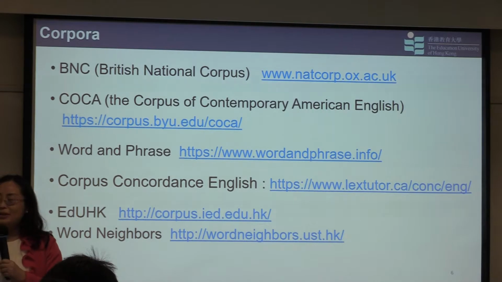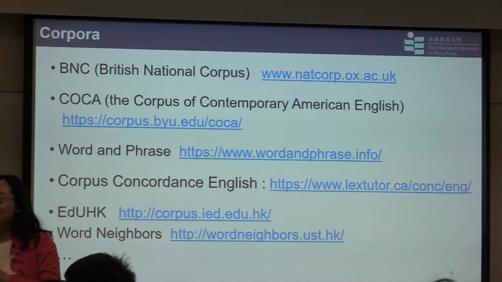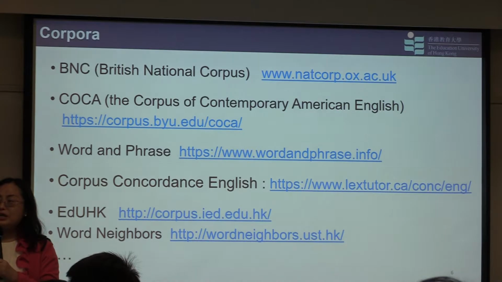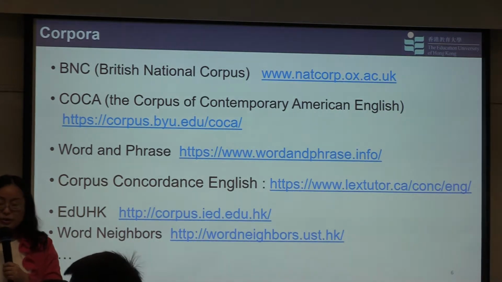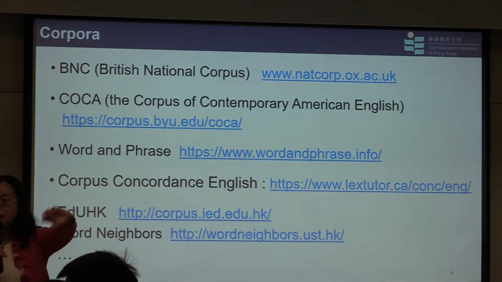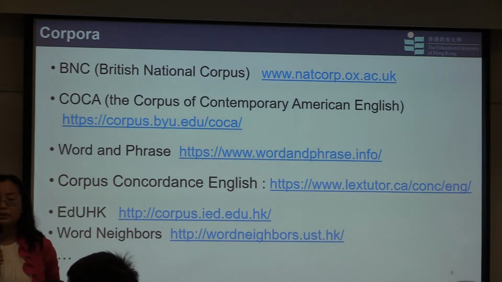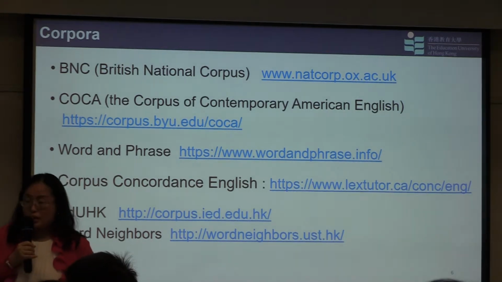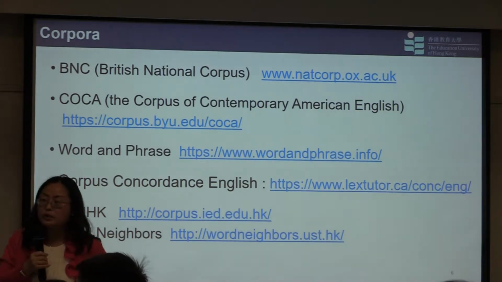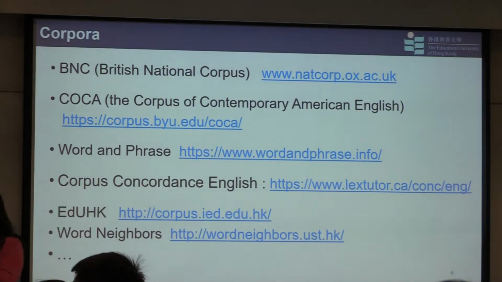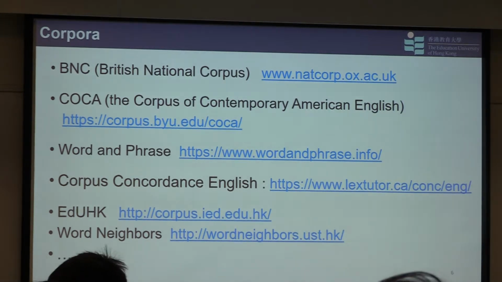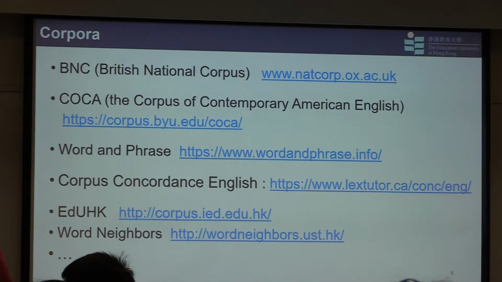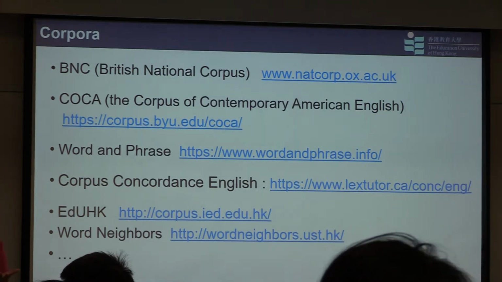Okay, so I will only show you three online corpora, okay? That means you can always access these corpora. Like BNC, British National Corpus. So you can imagine, this type of corpus will contain only which type of language? British English, that's right. There are about 100 million words. It contains five genres of language: fiction, magazine, newspaper, academic writing and spoken, okay?